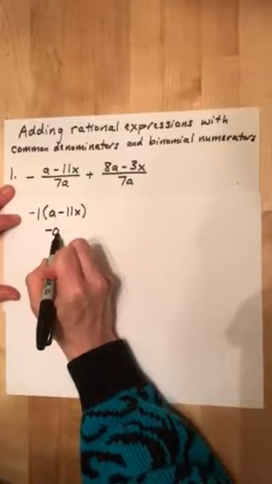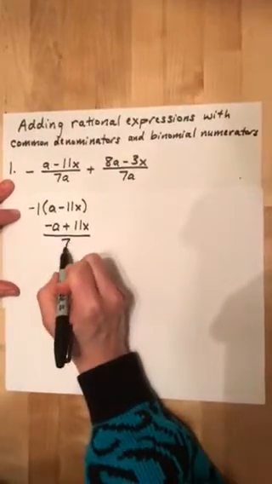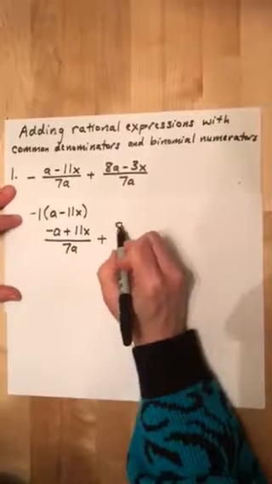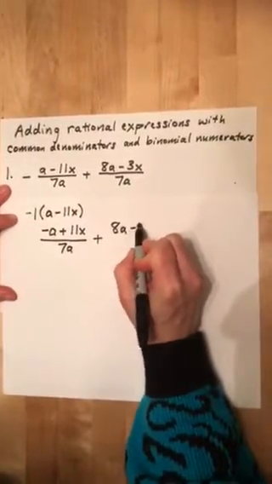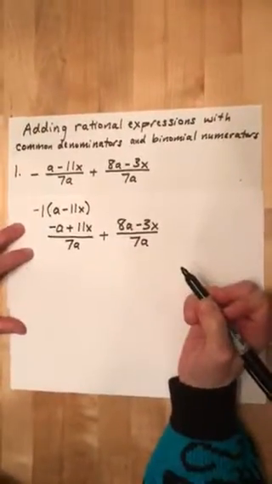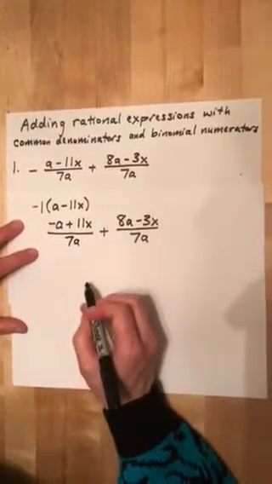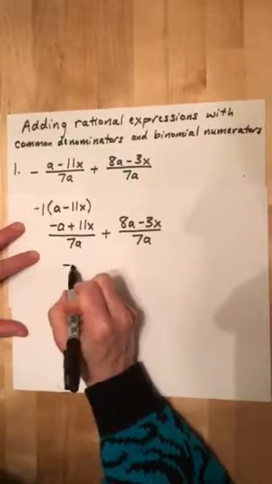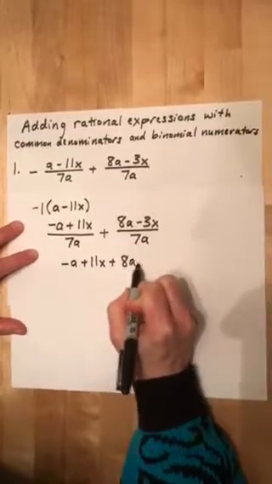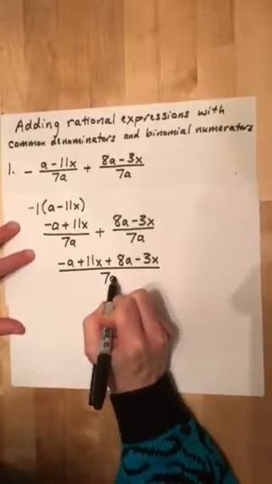So this would be negative a plus 11x over 7a is the first fraction. And then the second fraction has a plus in the front, so its terms remain the same. 8a minus 3x over 7a. All right, now we can combine those two numerators into a single numerator over our common denominator 7a. So we have negative a plus 11x plus 8a minus 3x all over 7a.